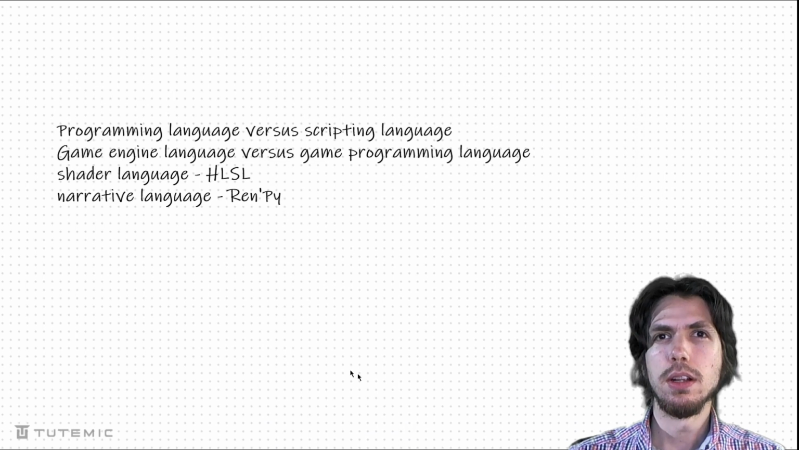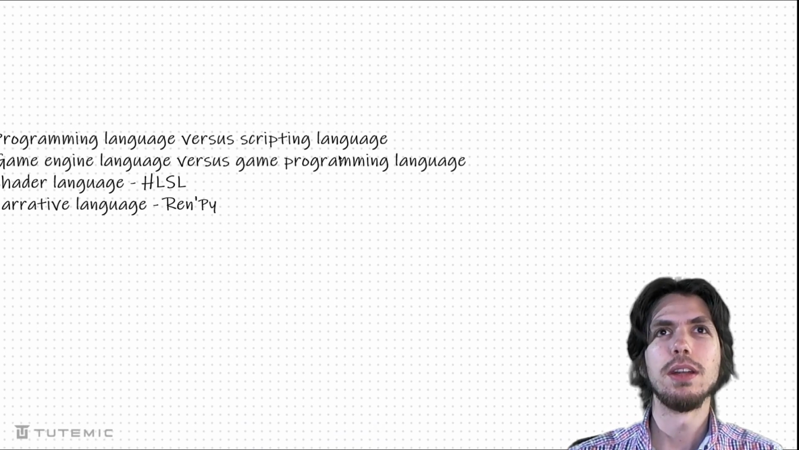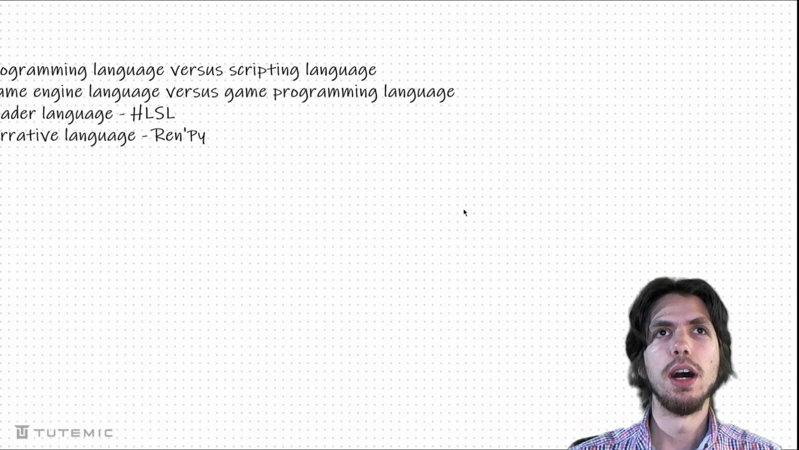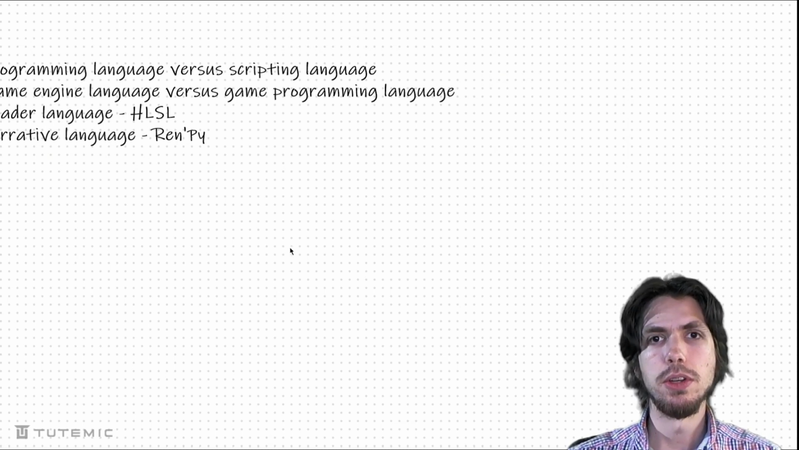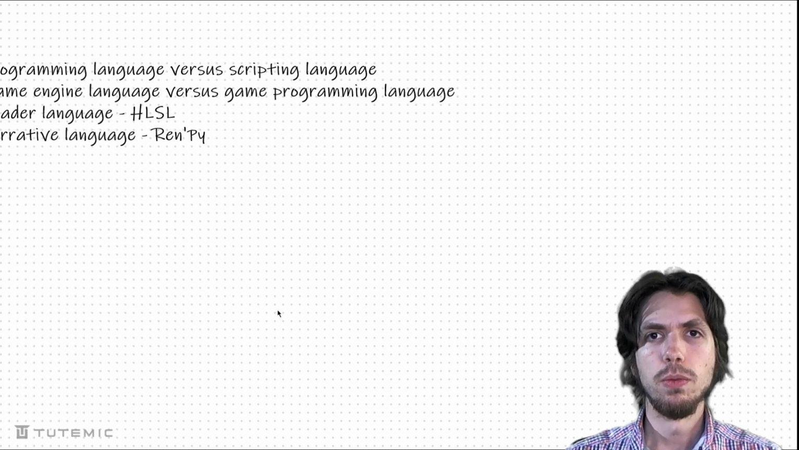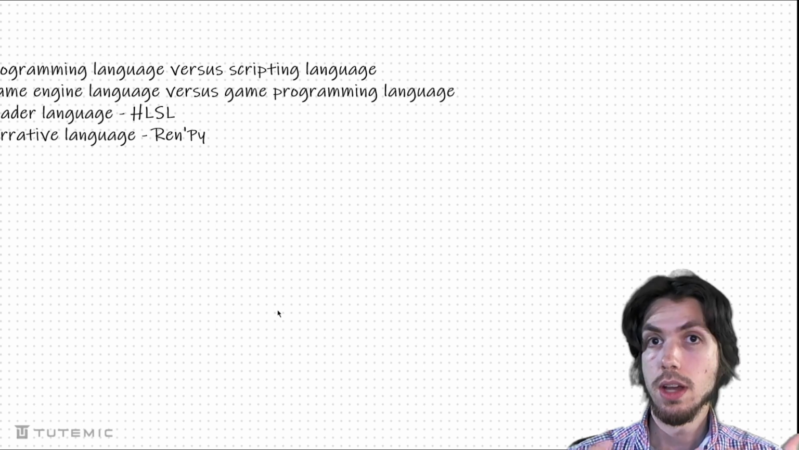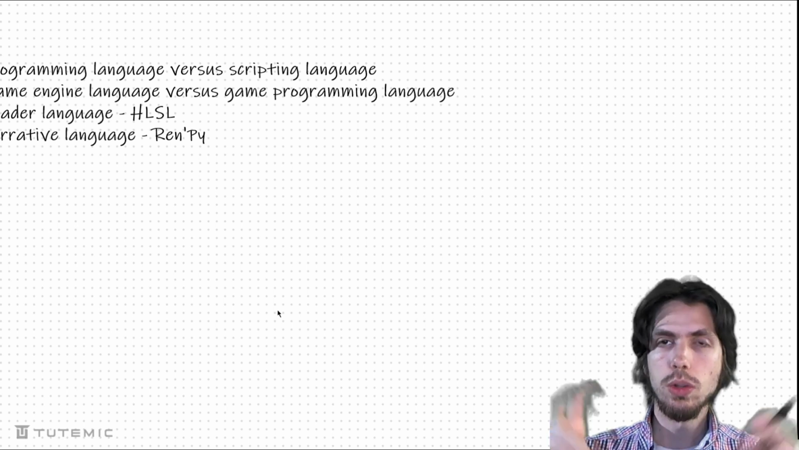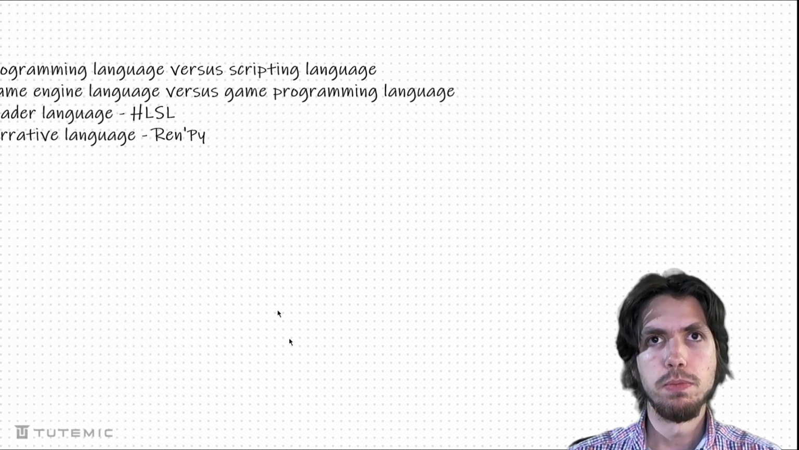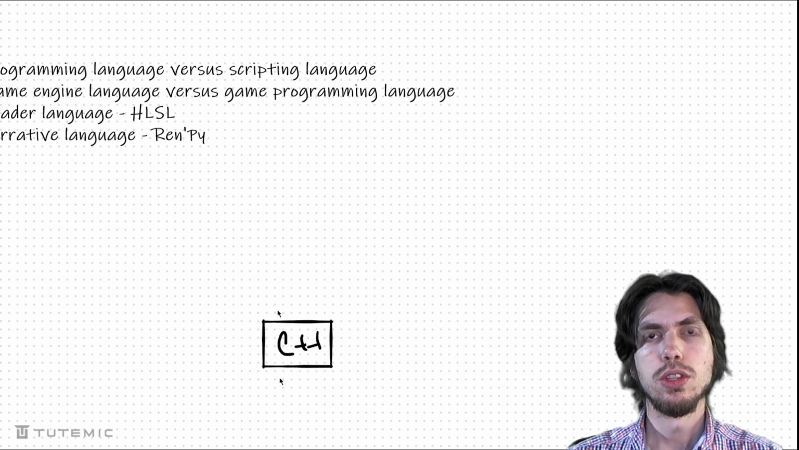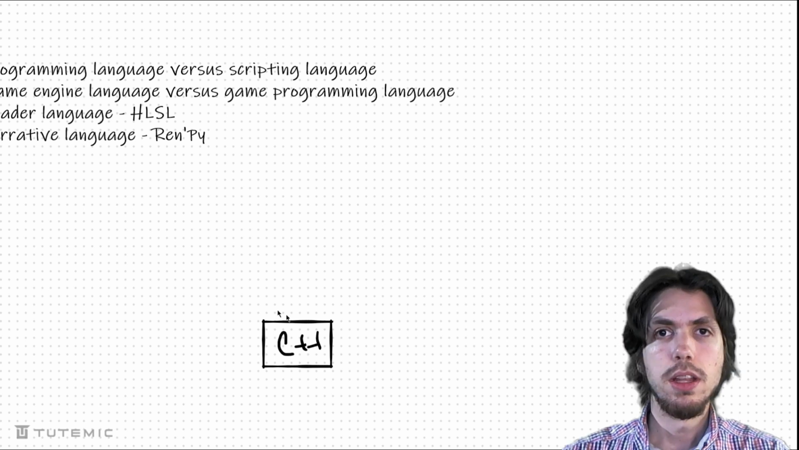So what do I mean here? What do I mean by engine language versus this game programming language? Well, you see, game engines are written in what we call a native language. It's a low-level language that is highly performant, and you would often see C++ being the language used to write the game engine. So, for example, Unity is written in C++.